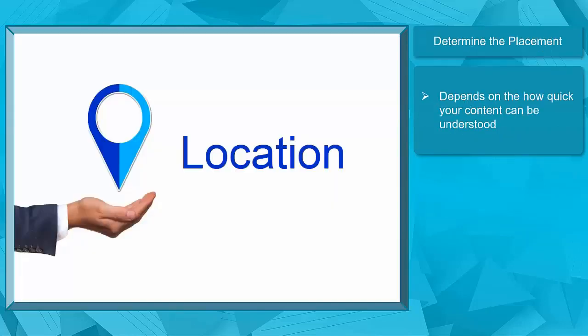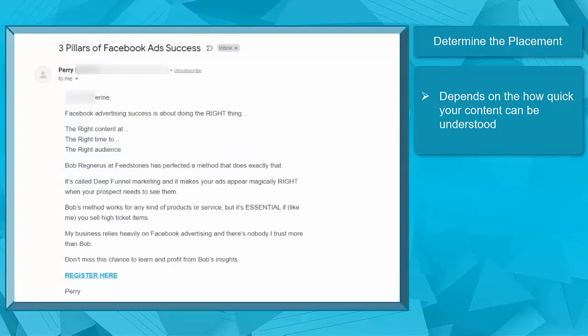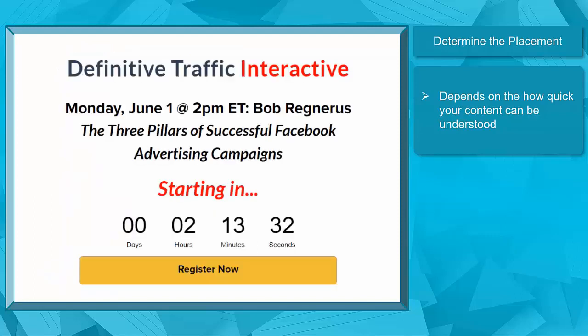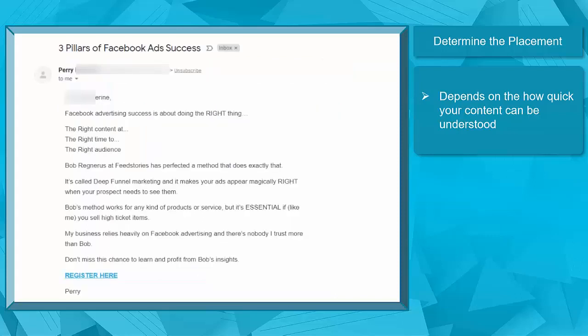First, determine the placement. You may see some emails having links inside their messages. That is their call to action. When you click on the link or a button, it will either redirect you to their website or to a landing page to purchase something. The placement of your call to action depends on how quickly your readers would understand the purpose of your message.